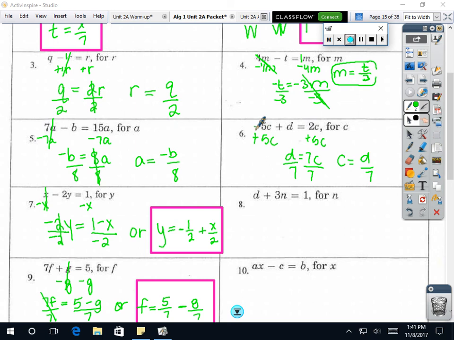First, she added this 5c to cancel out on that side. And when she added it over here, it became 7c. She's still trying to isolate the c, though, so she moves the 7 by dividing it. Those then cancel out, leaving c by itself and d over 7 on the other side.